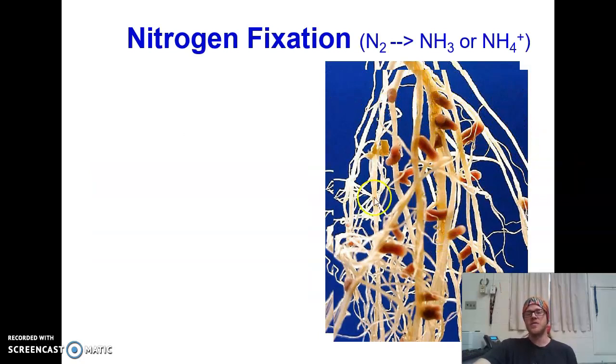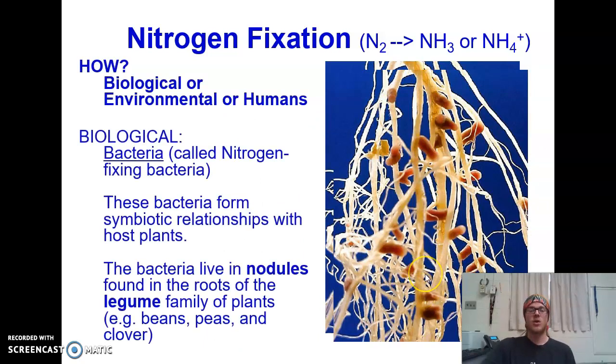We call that nitrogen fixation. If you've ever seen something like this before, those are like roots, right? I think those are legumes growing on roots. This PowerPoint's going to stop working. So we can have biological or environmental or human ways of doing it. There's a lot of totally random ways. Lightning is actually one. A biological way is bacteria.